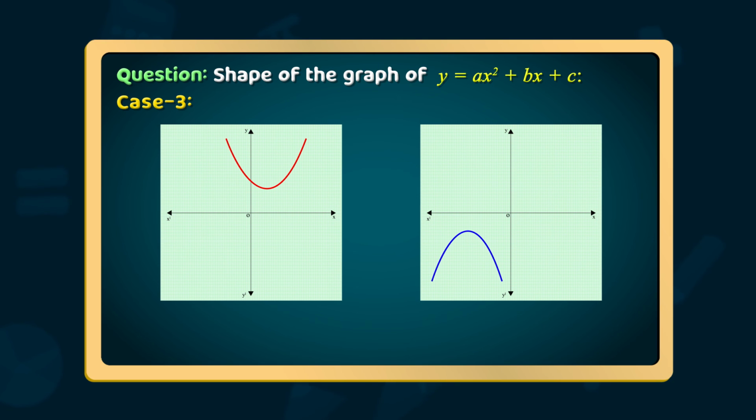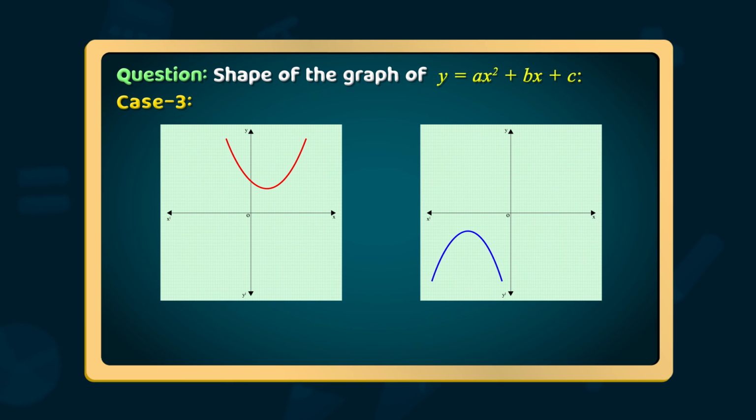Here the curve y equal to f of x does not meet the x-axis. If you observe the first diagram, the curve is above the x-axis. If you observe the second diagram, the curve is below the x-axis.